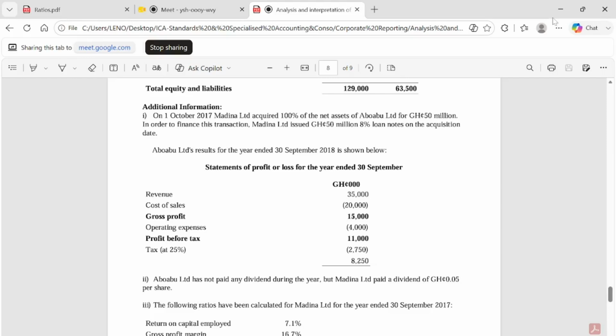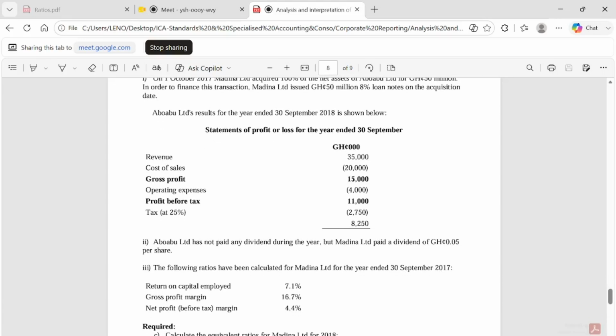Now, at the end of the accounting year for that particular company, these are their finances as well, their P&L, as you will see over there, as of September 2018. Abuabu Limited has not paid any dividend during the year, but Madina has paid a dividend of 0.5 per share.